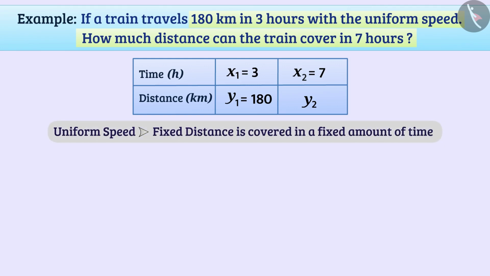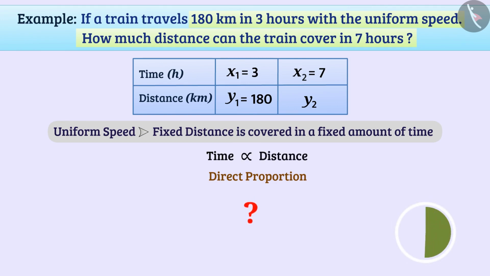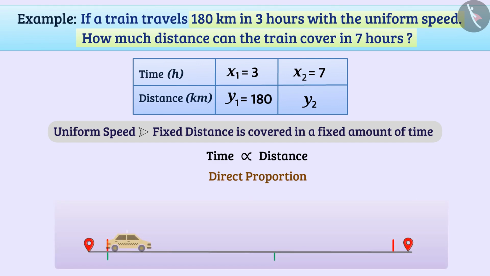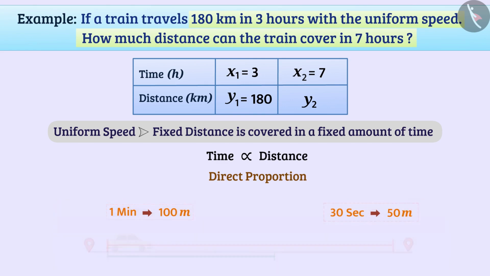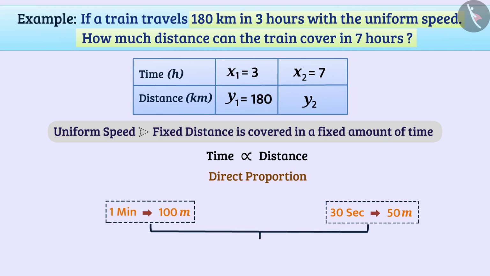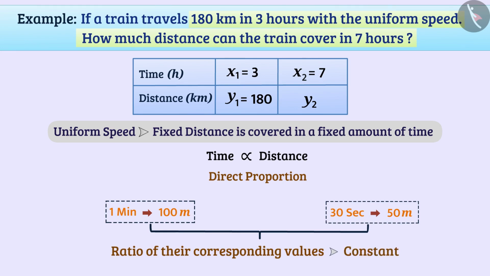Can you tell whether there is a direct proportion in both time and distance here? Think. Let me tell you, when the speed is fixed, more distance will be covered in more time and less distance in less time. In the given case, both quantities increase or decrease in such a way that the ratio of their corresponding values remains constant. Therefore, we can say that time and distance are in direct proportion.